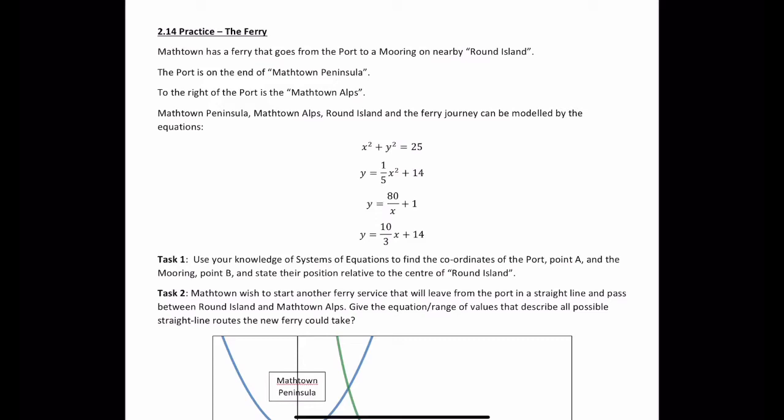We are back with Systems of Equations and we're going to do the theory. This video will be split into two parts, one for task 1 and the other one for task 2.